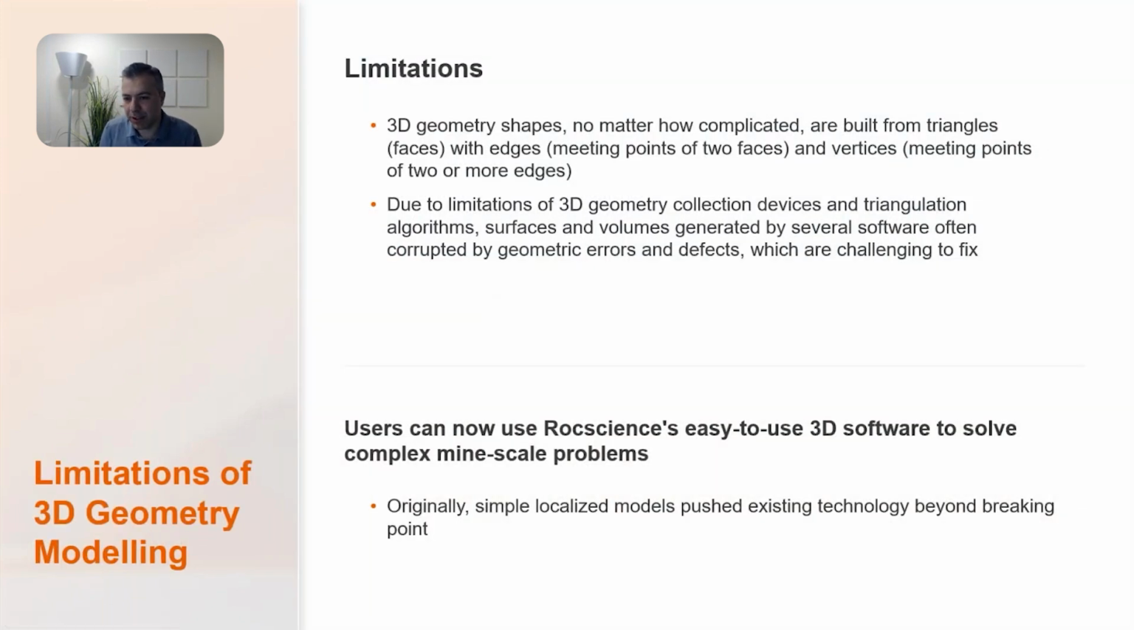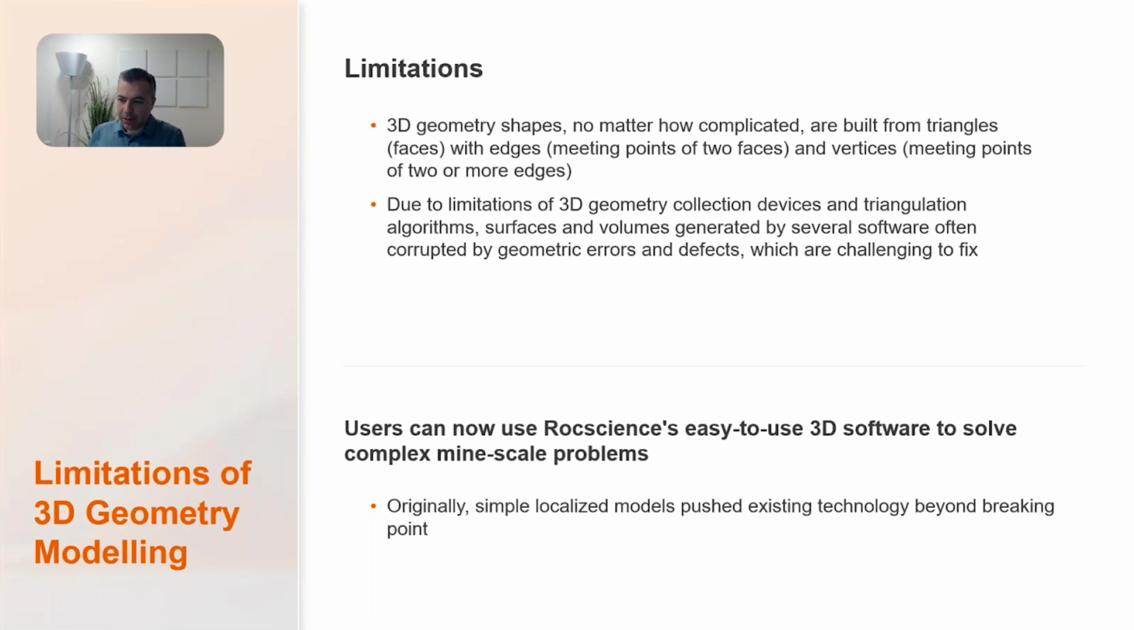So what are the limitations of 3D geometry modeling? First of all, 3D geometry shapes, no matter how complicated, are built from triangles, or called faces, with edges and vertices. And due to the limitation of 3D geometry collection devices and triangulation algorithms, surfaces and volumes generated by these several different software packages out there are often corrupted by geometric errors and defects, which are challenging to fix.